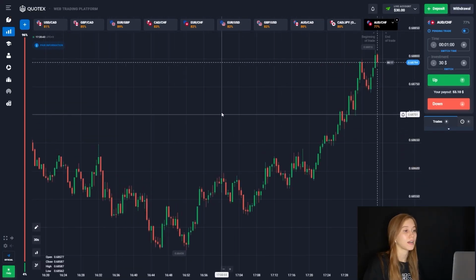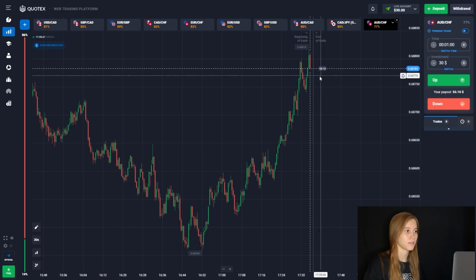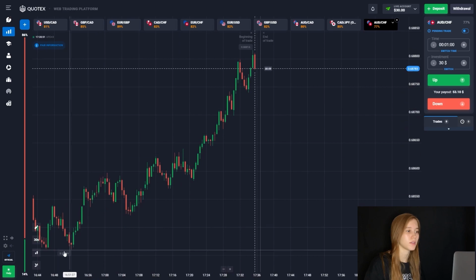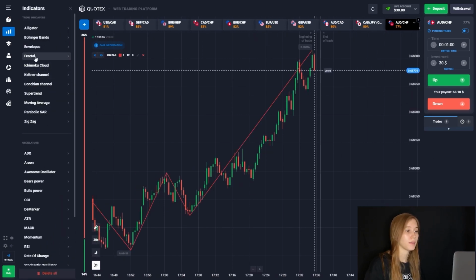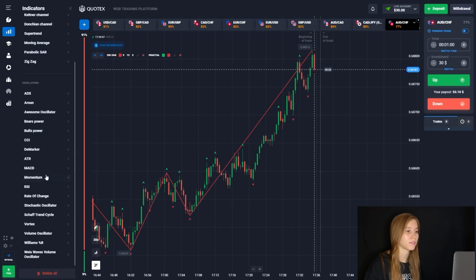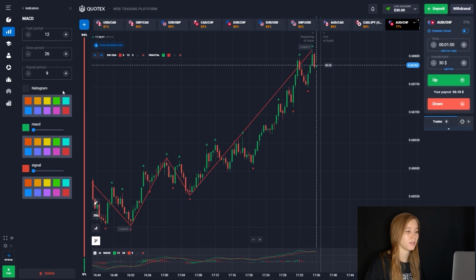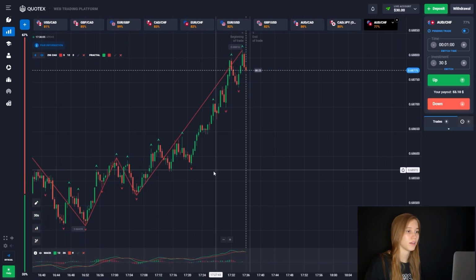Let's start. So guys, let's start our trading session. There is $30 on our balance. Let's try to disperse it to the maximum. Let's set our indicators. It will be zigzag and fractal, and then the MACD indicator according to the settings. We'll leave everything as it is.